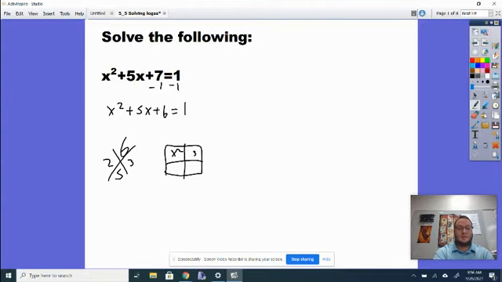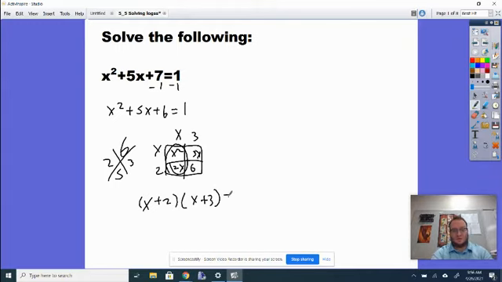x squared, 3x, 2x, 6. Take an x out of both of those: x, 2, and 3. Okay, so again, hopefully you remember how to factor or use the quadratic formula. And if not, then it's a good time to review that. Okay, I'm equal to 0, which means x needs to be equal to -2 or -3.